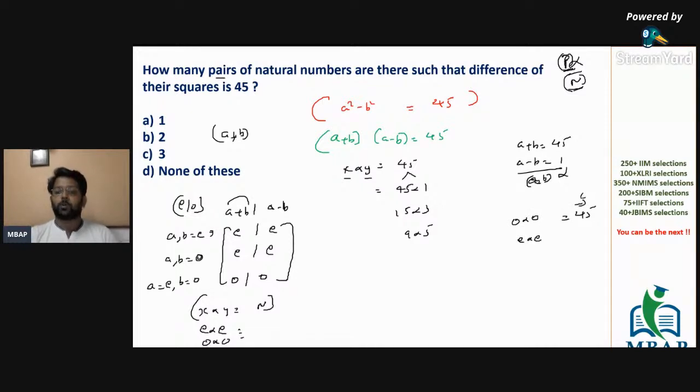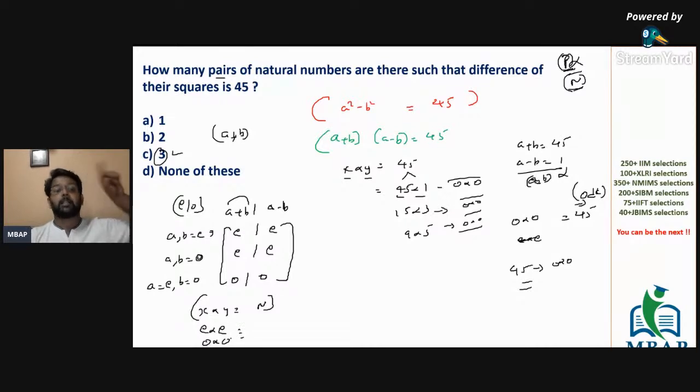We know 45 is an odd value, so even into even is not possible. So the answer is the number of times you can write 45 as odd into odd. 45 and 1 are both odd, 15 and 3 are odd, 9 and 5 are odd. So the answer for the given question is 3. The answer is not 3 because we got 45 into 1, 15 into 3 and 9 into 5. The answer is 3 because all three of them are odd into odd.